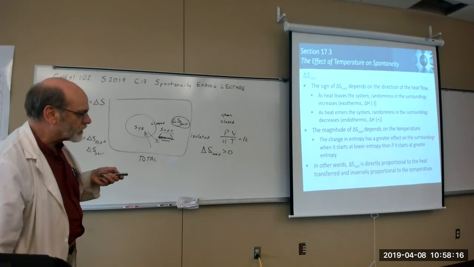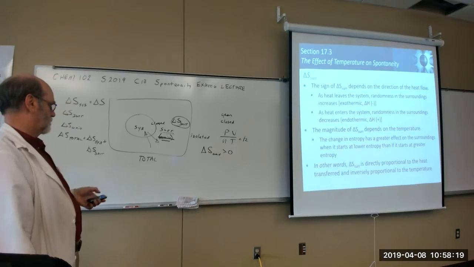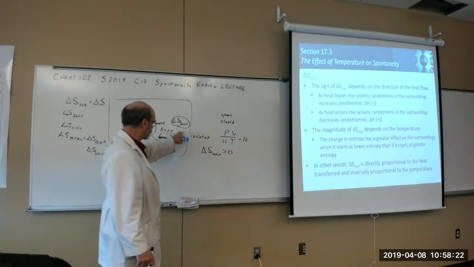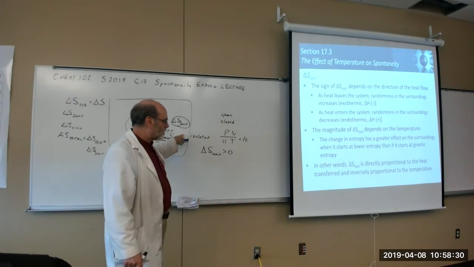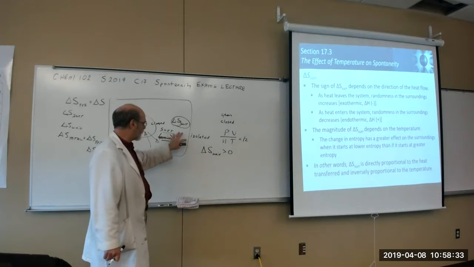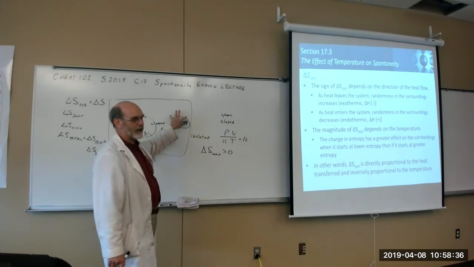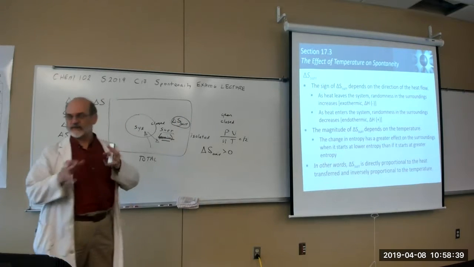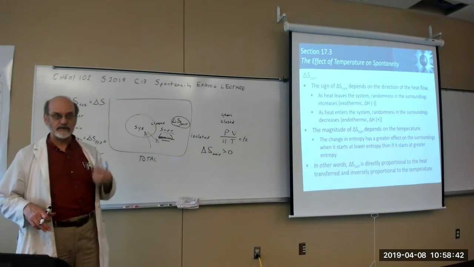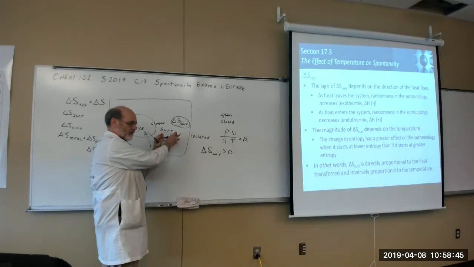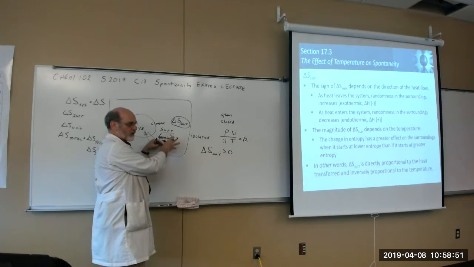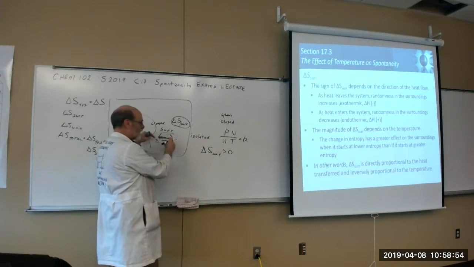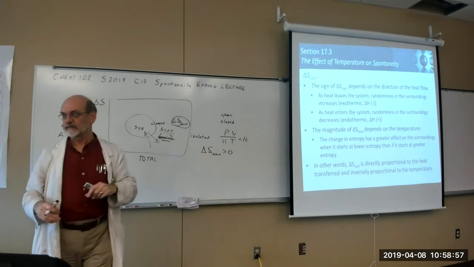If the surroundings are starting at low entropy, this is hypothetical, then the effect of that transfer of heat is greater than it would be if we were already at high entropy, on a percentage basis. Does that make sense? If we start at low entropy and you add heat, the effect is greater than if you start at high entropy and add the same amount of heat. Okay.